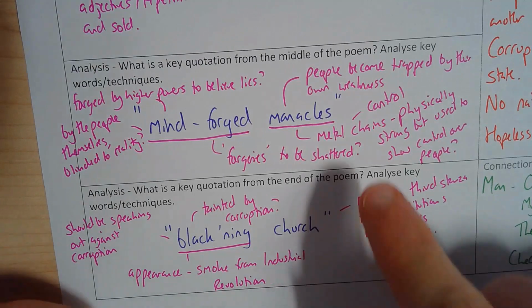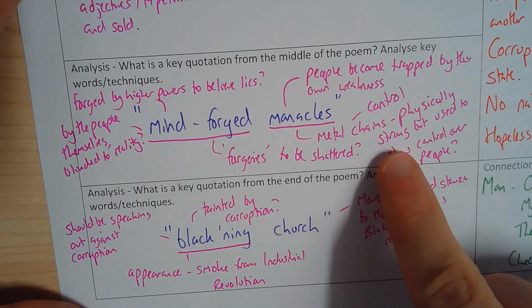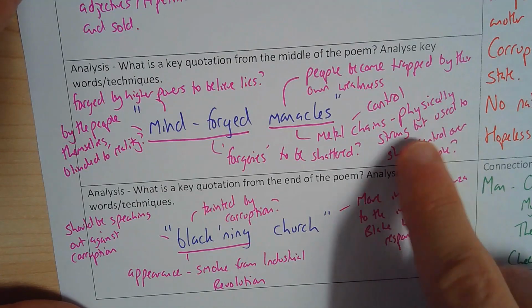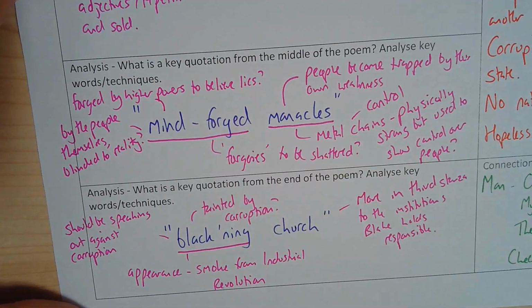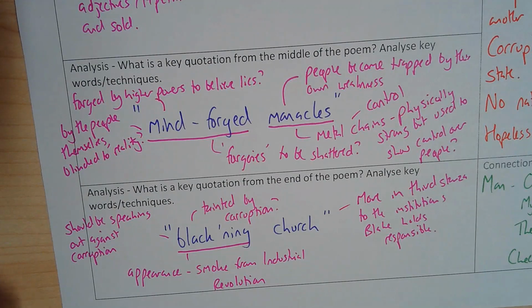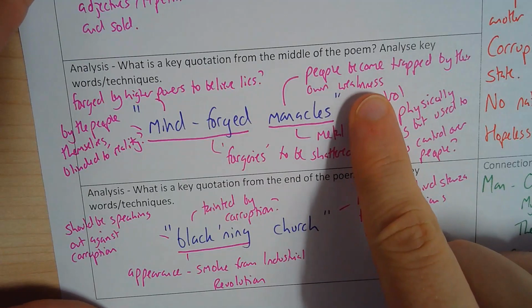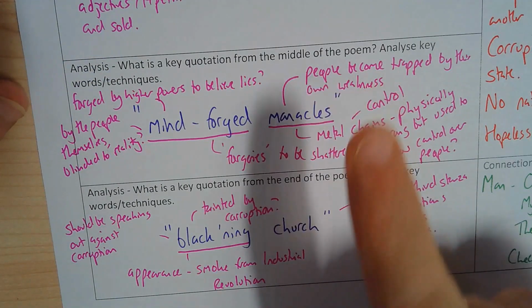They're mind-forged manacles. So it's this idea that the state, as well as manacling people, physically imprisoning people, at this time, mentally, people are enslaved as well. And this idea people become trapped by their own sense of weakness here, by not challenging what was going on at the time, by just blindly accepting what they were told by government, by the church, by the military, by whoever.